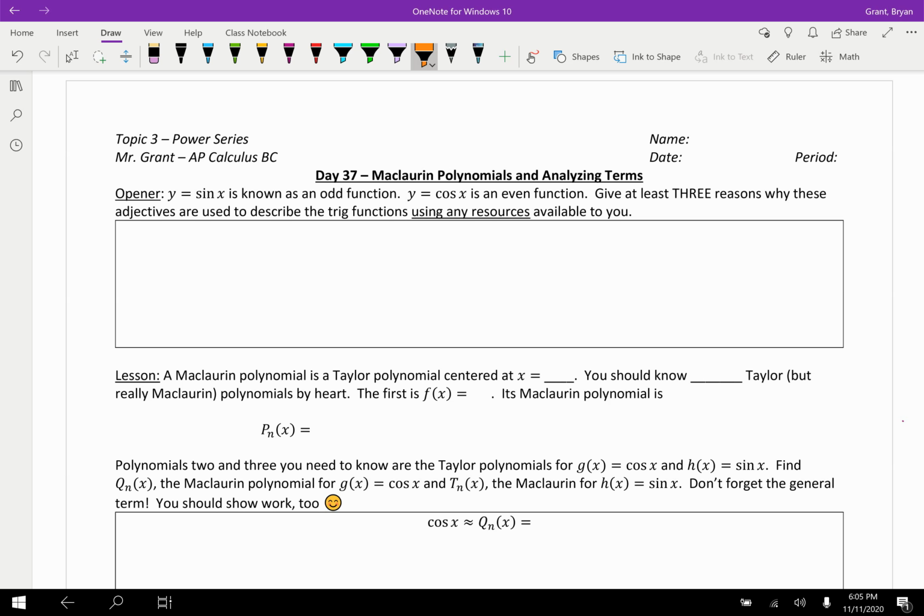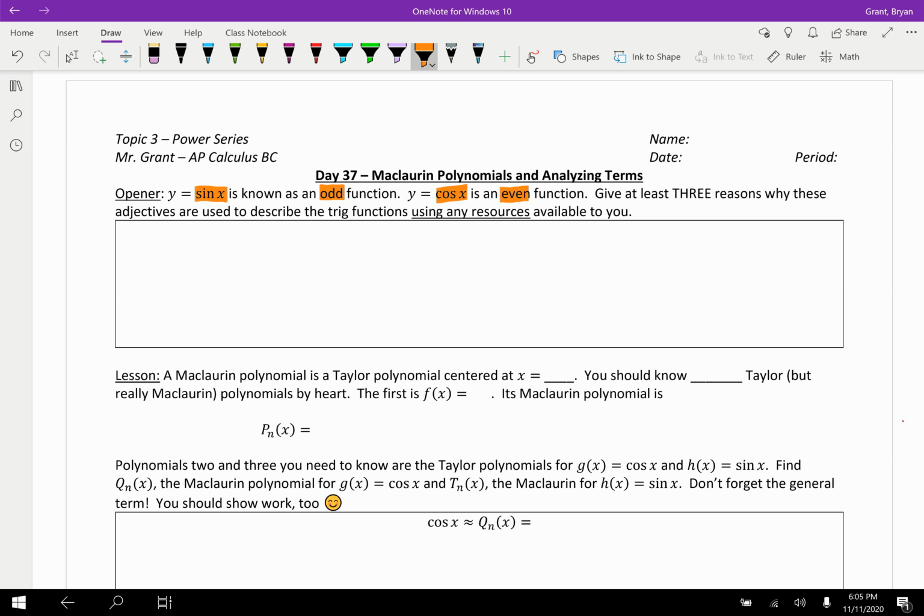So what I'd like you to do is to take a few minutes and decide what makes something an odd function versus an even function. And it asks you to give 3 reasons why those adjectives are used to describe the trig functions sine of x and cosine of x. But really, if you can just understand 3 different reasons that odd and even are applied to functions, that's a good way to go.